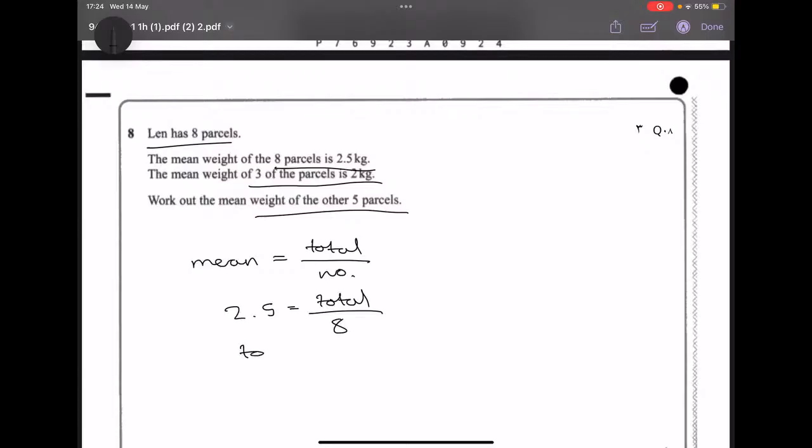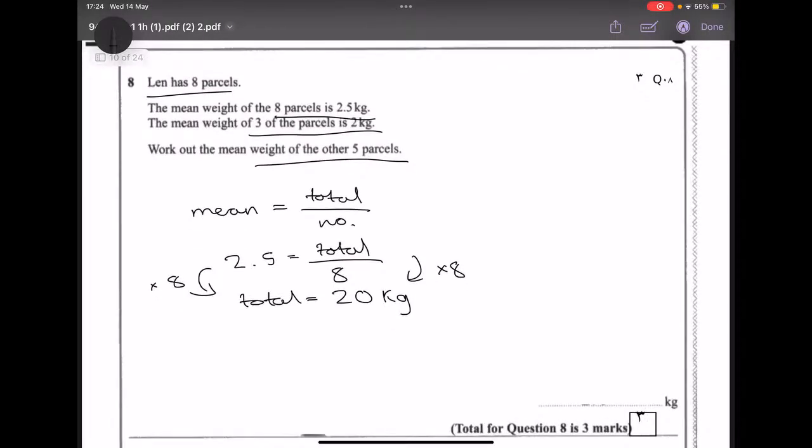Therefore, multiply both sides by 8. We get the total equals 2.5 times by 8. 2.5 times by 8 equals 20. Therefore, the total equals 20 kilograms. Now, the mean weight for 3 of the parcels is 2 kilograms. Therefore, 3 multiplied by 2 equals 6 kilograms. Therefore, from the 20 kilograms, 6 make up those 3, and the other 5 will have 14 kilograms between themselves.